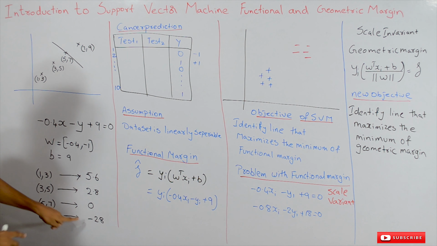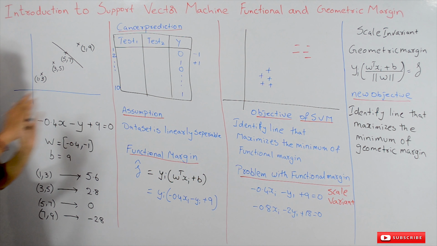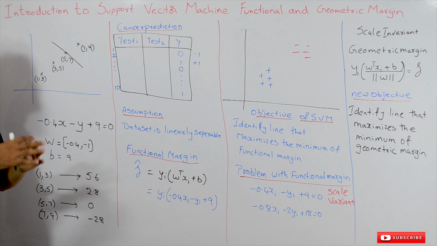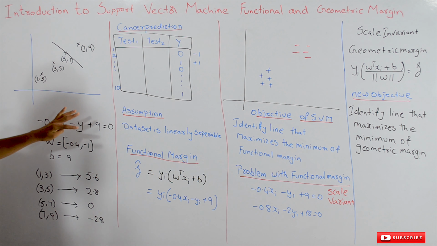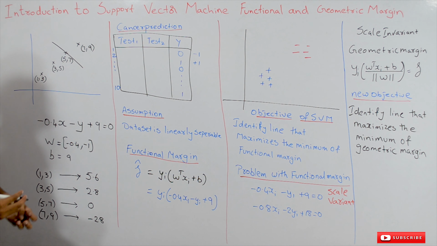So what we understand is that the points on one side give a negative value, and the points on the other side give a positive value. If the point is away from the line, we will get a large value. If it is near to the line, we will get a small value. Please keep this concept in your mind. We use this concept in our support vector machine.